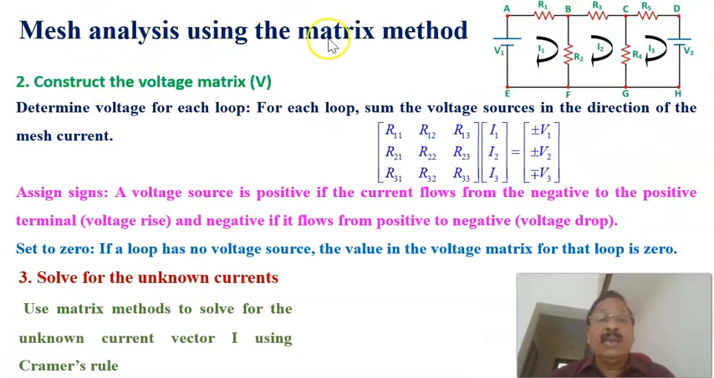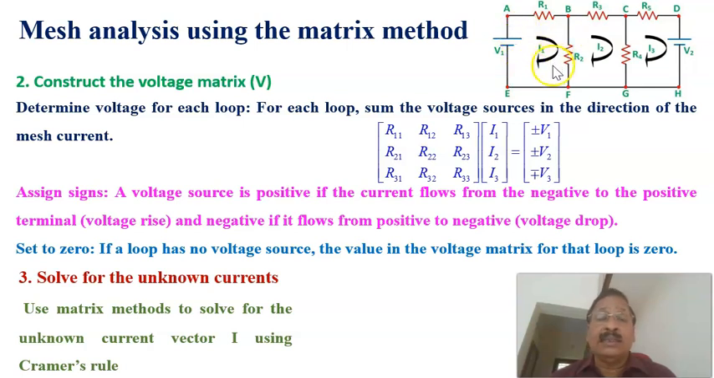Now, continuing the mesh analysis using matrix, for the same circuit I am explaining. As we have seen how to form the resistance square matrix, which I already explained, next we have to see how to make the voltage vector, or column matrix of the voltage. We construct the voltage matrix V here. This is the voltage vector. Determine the voltage for each loop: for each loop, the sum of the voltage sources in the direction of the mesh current.